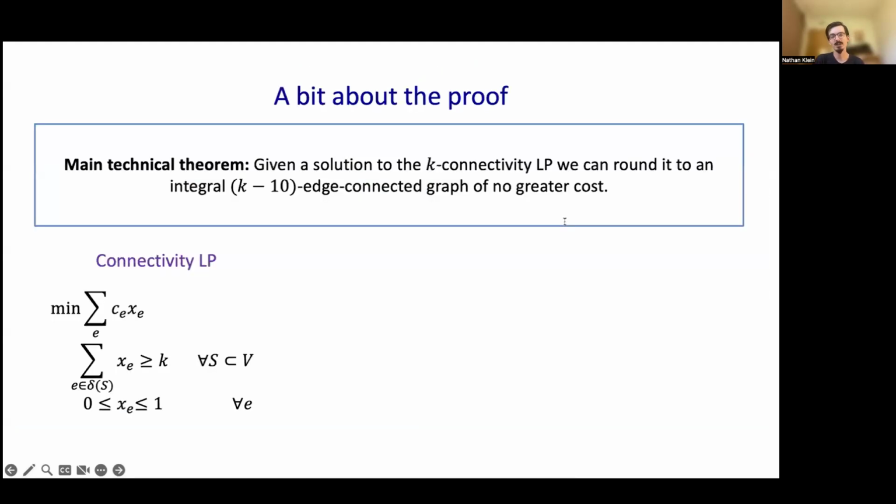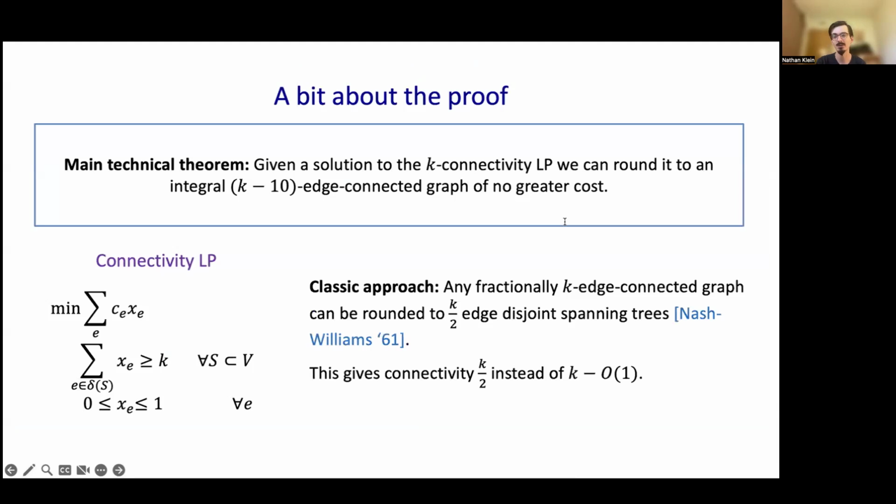Okay, so in the remainder, I'm going to talk a bit about the proof of this rounding theorem. Before we get started, I want to mention what existing results would give you for this problem. In particular, the Nash-Williams theorem will give you a bound of k over 2, since it shows that any fractionally k-edge connected graph is in k over 2 times the spanning tree polytope. And actually, this theorem is tight, so we cannot get k over 2 plus 1 spanning trees. So this shows that something is possible. We can get k over 2, but to get close to k, we're going to need a different approach.